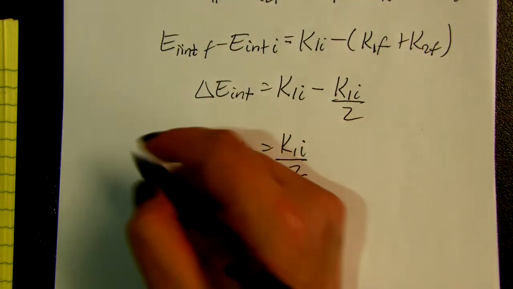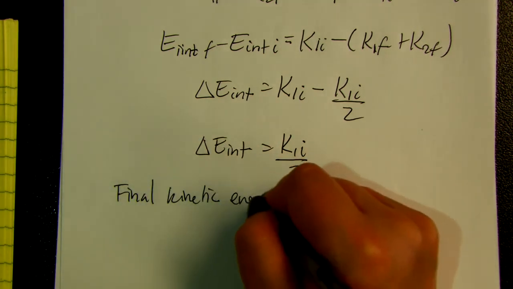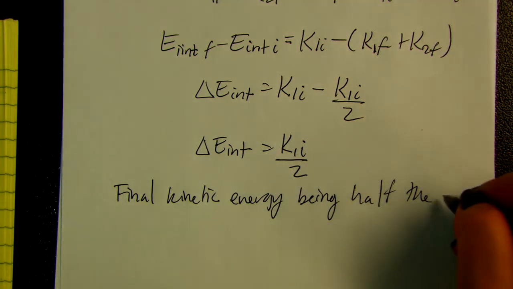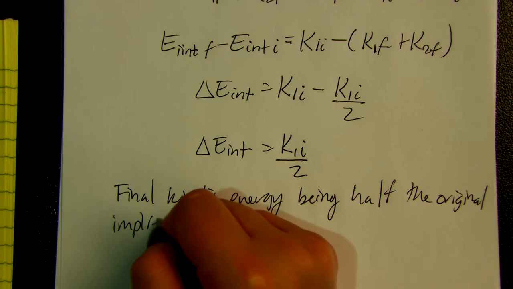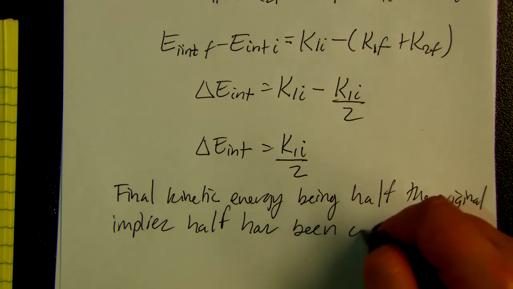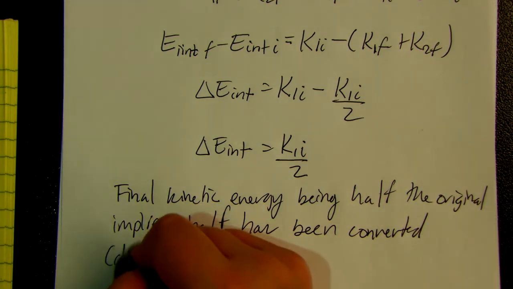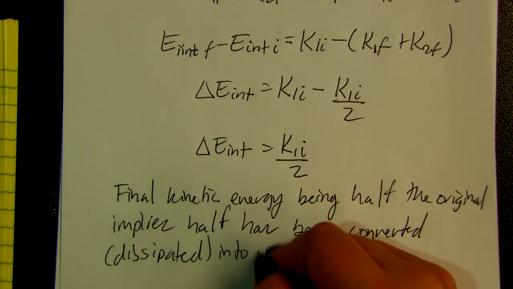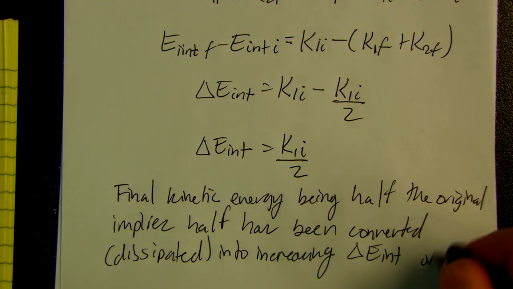So the final kinetic energy being half the original implies half has been converted and sort of dissipated into increasing the internal energy of the carts.